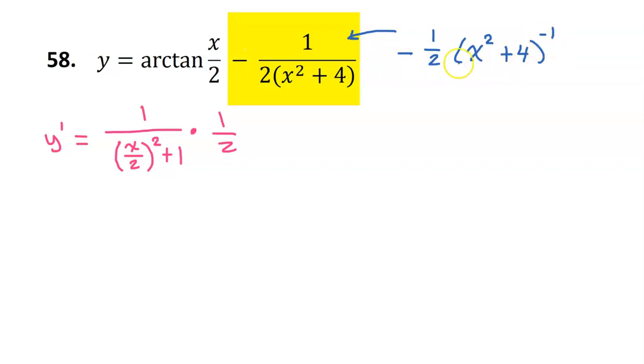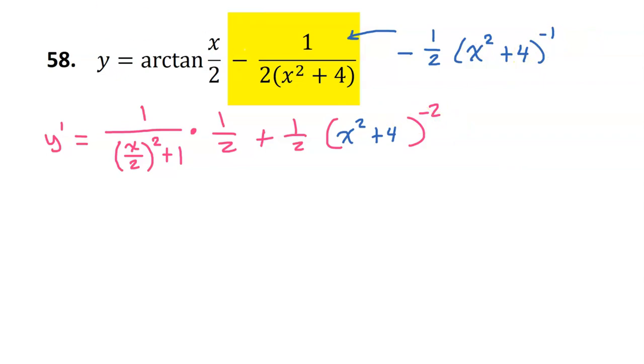So we can take the derivative using the chain rule. First, we take the derivative of the outer function. So we do negative 1 times negative 1/2, and we get positive 1/2. The part on the inside stays the same, x squared plus 4, and we reduce this exponent by 1. So now we have the negative 2 power.